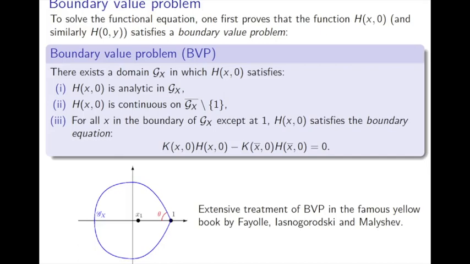So here is a picture of an example of the domain Gx. And for an extensive treatment of boundary value problems, one can consult the famous Yellow Book by Fayolle, Iasnogorodski and Malyshev.